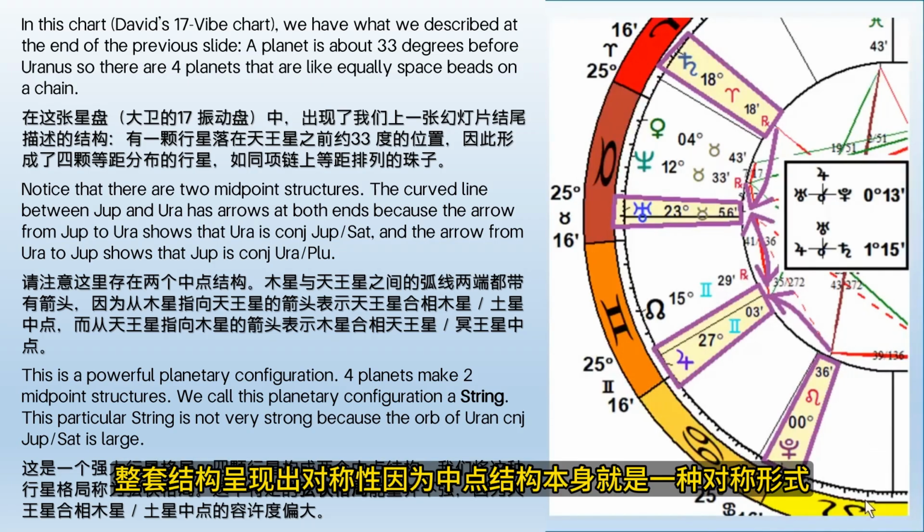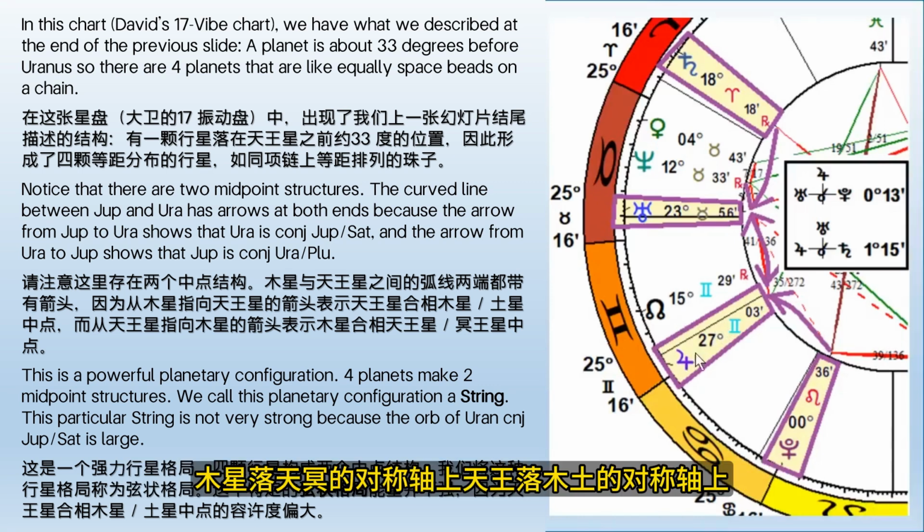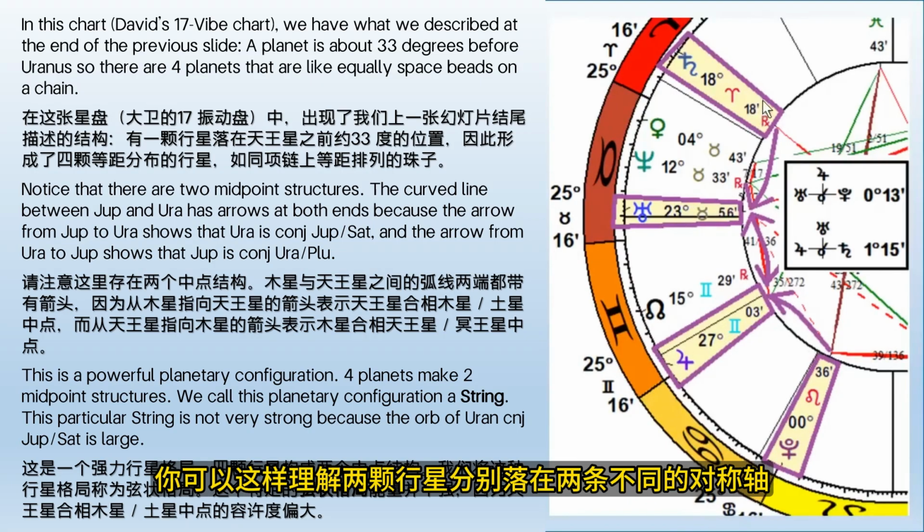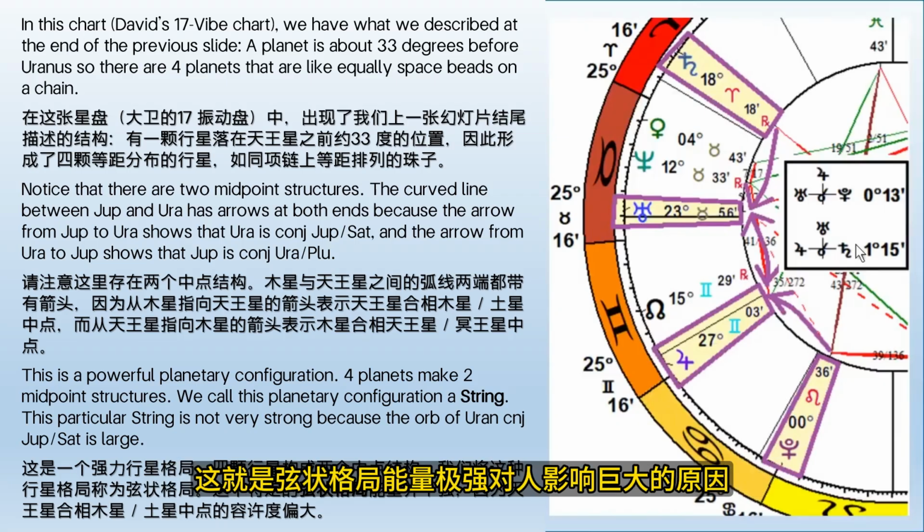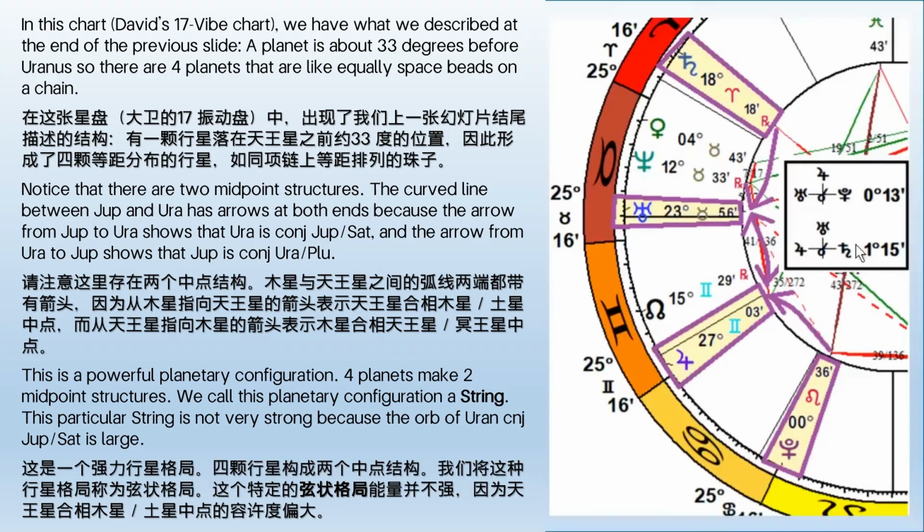And we're getting all of this symmetry because a midpoint structure is a form of symmetry. Jupiter is on the line of symmetry between Uranus and Pluto. Uranus is on the line of symmetry between Jupiter and Saturn. So you can think of this as like 2 planets on 2 different lines of symmetry, is one way to think about why a string is so powerful, has such a big impact on us. Okay.